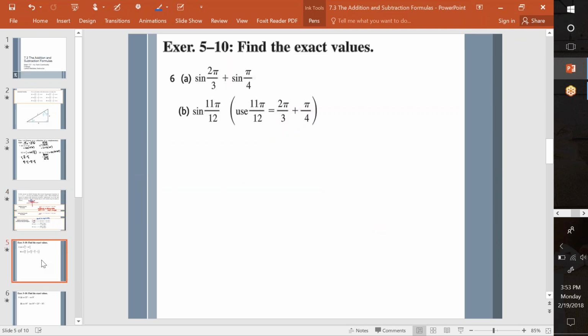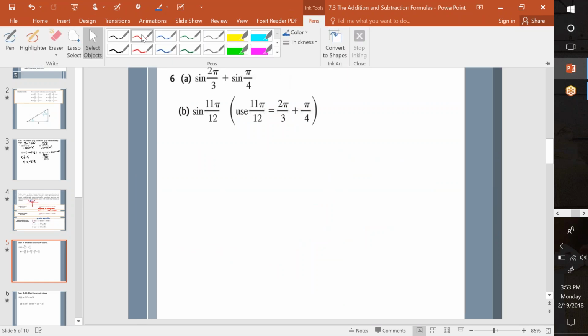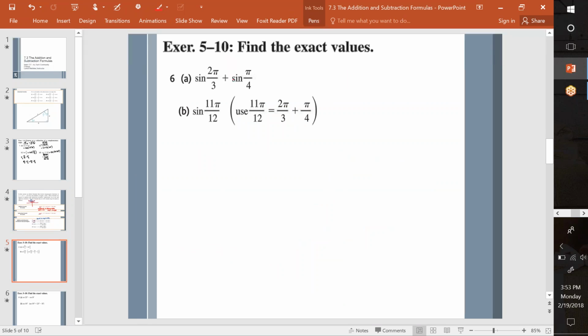So for our next slide, notice we have sine of 2 pi over 3 plus sine of pi over 4. Now notice that's not the addition formula. These are two separate sines that are broken apart. This is going to help us with our second one. So see, this is kind of leading us into what we're doing here.